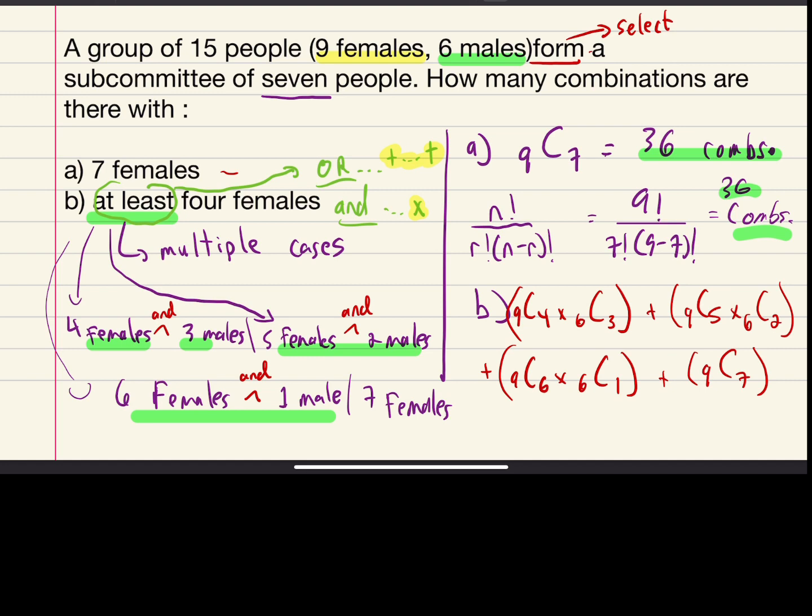And so you get the value of each of these, and then you're going to add them all up, and that is going to be the final amount of combinations.